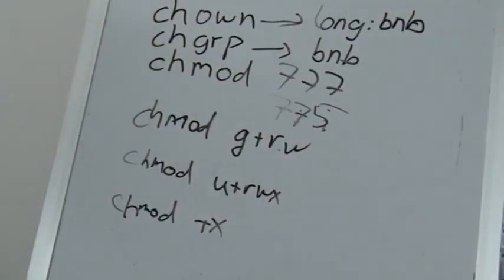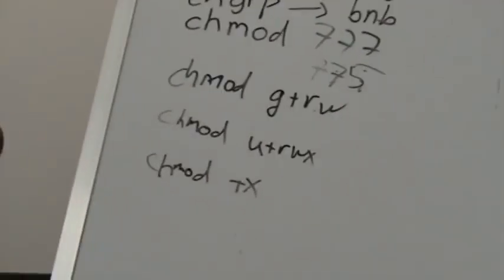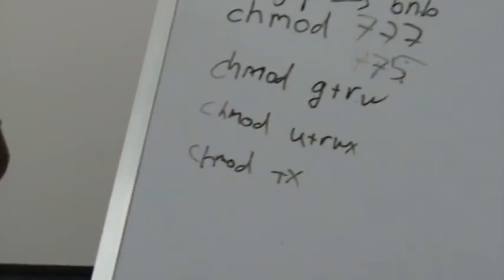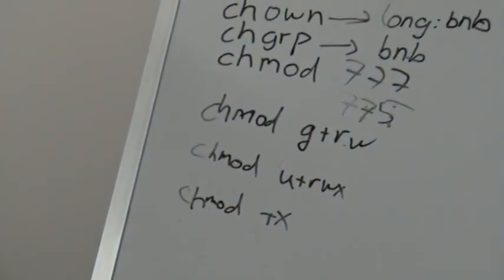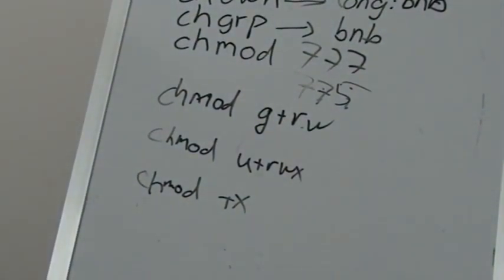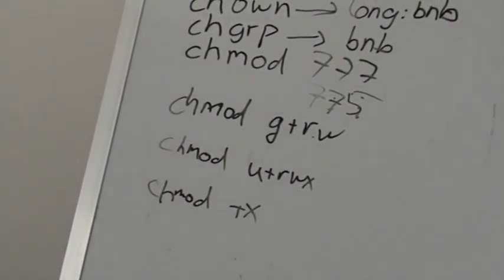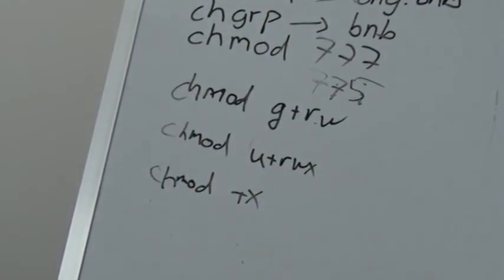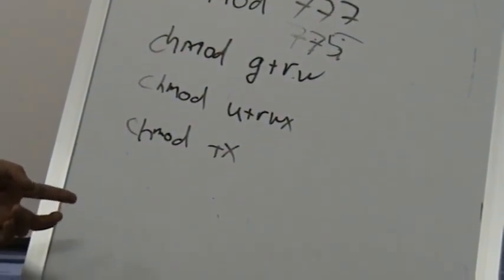Sorry, but can a file belong to both owners or both groups at the same time? Many users, many groups at the same time? Not many users. Okay. Only one user, one group. Okay. So that's the limitation of the Unix access control system.